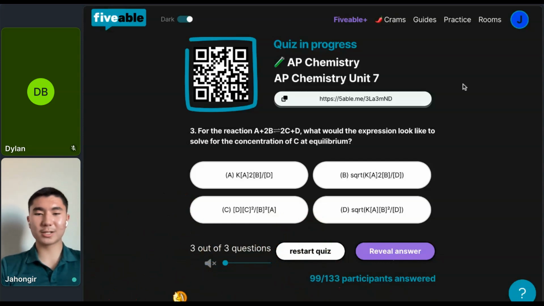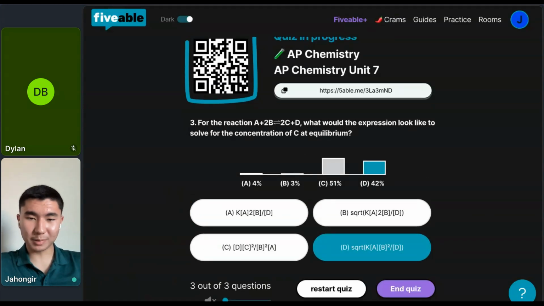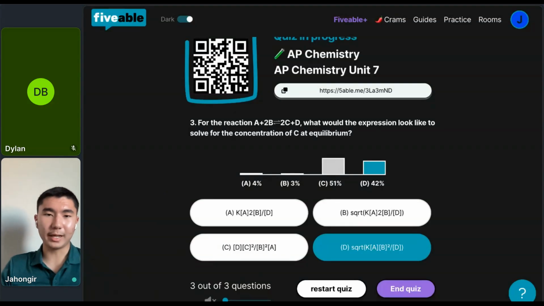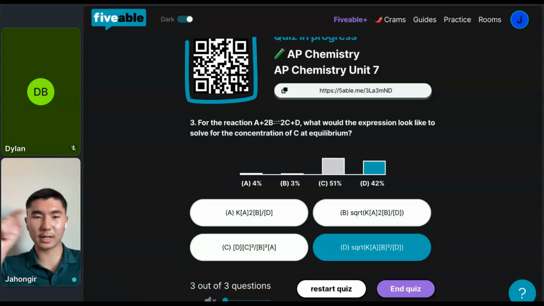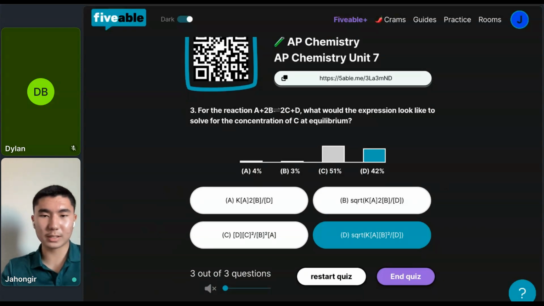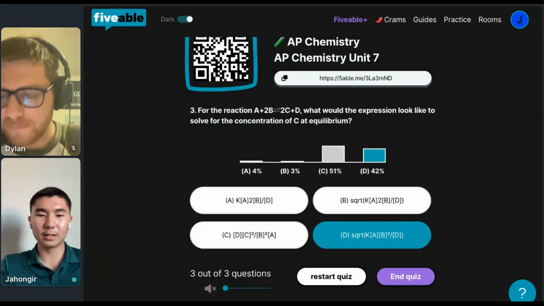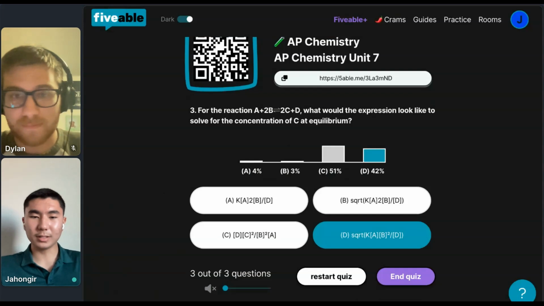All right, so a minute has passed, so let's reveal the answer. Oh, and looks like we were split on this one, but the answer was D. We can start by creating our equilibrium constant, which will be C squared times D over B squared times A. And then we have to isolate for C, so that's basic algebra. And we'll look back at that in the Q&A. But that wraps up our quiz for Unit 7. And don't worry, we will look back at the answers, especially we'll look back at the Unit 6 quiz.